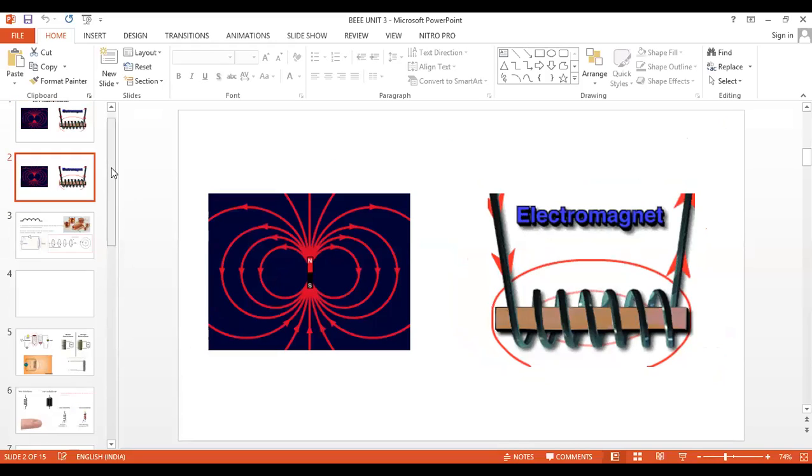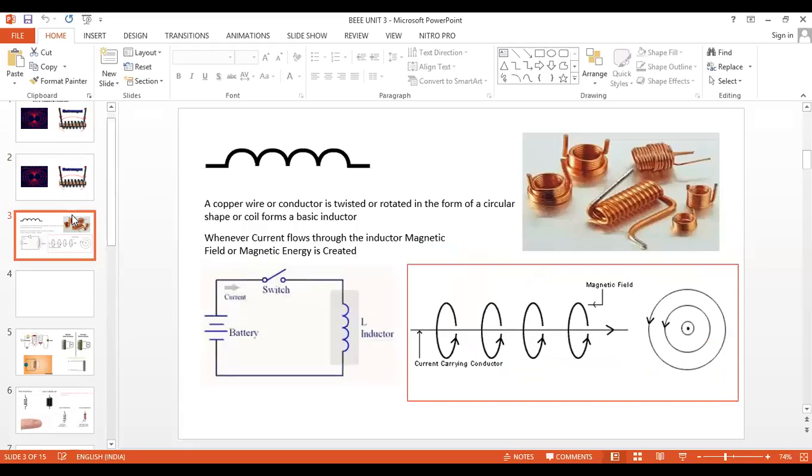Now all the students, one simple question you can ask: sir, why do I have to rotate the copper wire in the circular shape? Why can't I rotate it in diamond shape or rectangle shape? Now one question I'm asking, all of you raise your hand and answer.